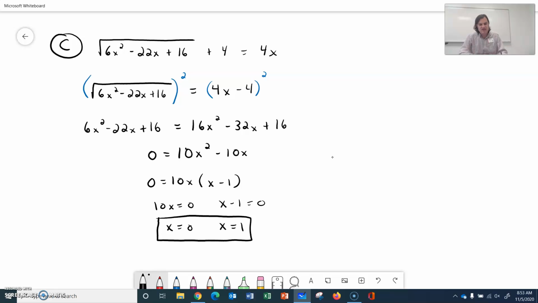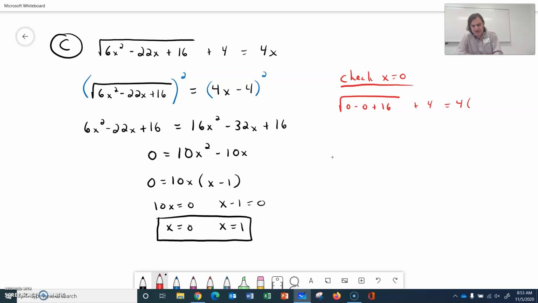So now we need to check them. So let's check. We'll shorthand this. That would be the square root of 0 minus 0 plus 16 under the root, plus 4 equals 4 times 0. So basically on the left I get 8 equals 0. That's not right. Does not work. So let's throw out the 0. We're kind of hoping for that one.